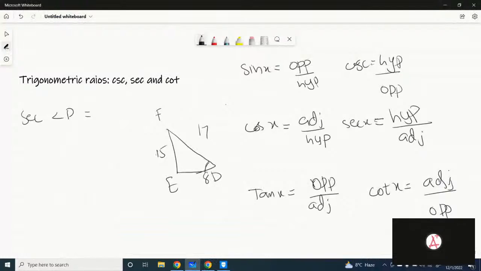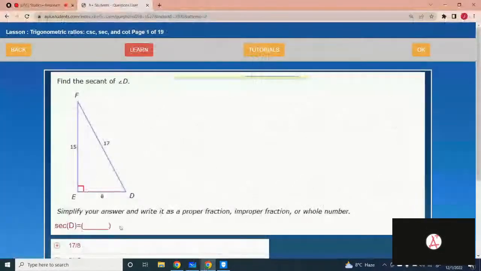So secant would be hypotenuse divided by the adjacent. Got it? So this is the hypotenuse, and adjacent is the one that is connected to the angle. That would be 8. It would be 17 divided by 8. You can find it both ways: either find cos x and take the reciprocal, or just use secant x, put the hypotenuse and divide it by the adjacent. So it would be 17 over 8. Got it, everyone? So the correct option is 17 divided by 8. Just select the correct option and click on the OK button.